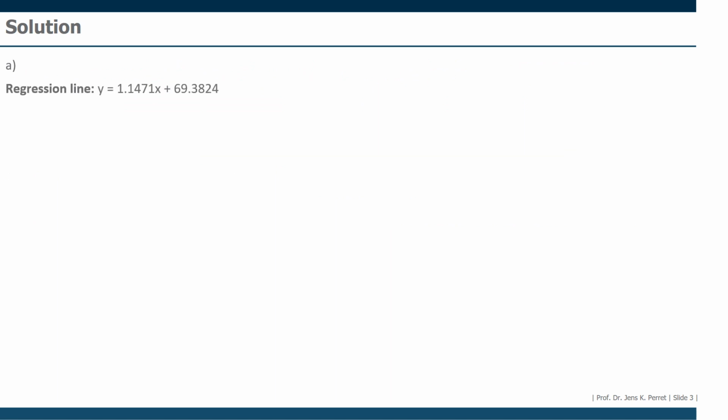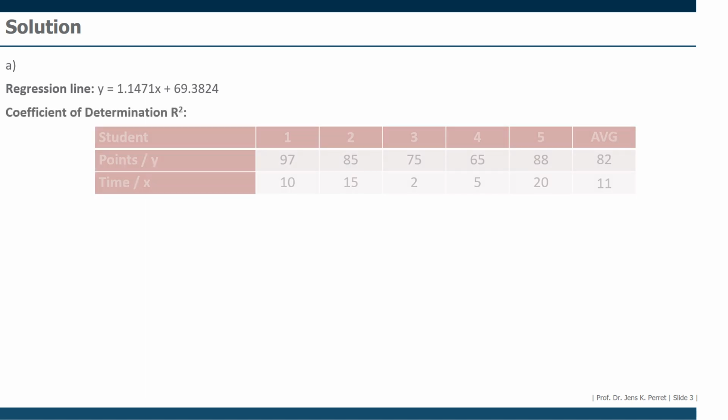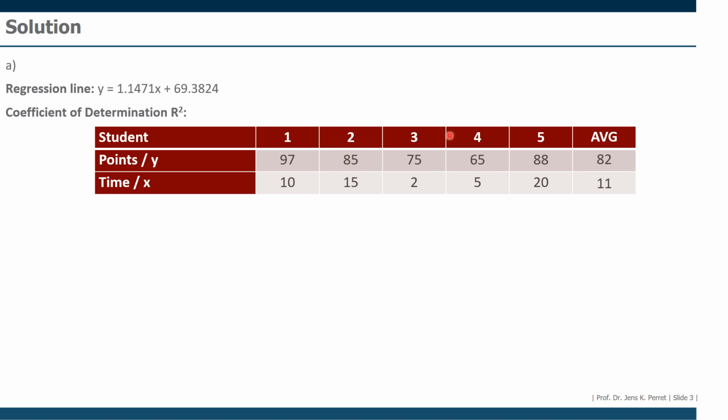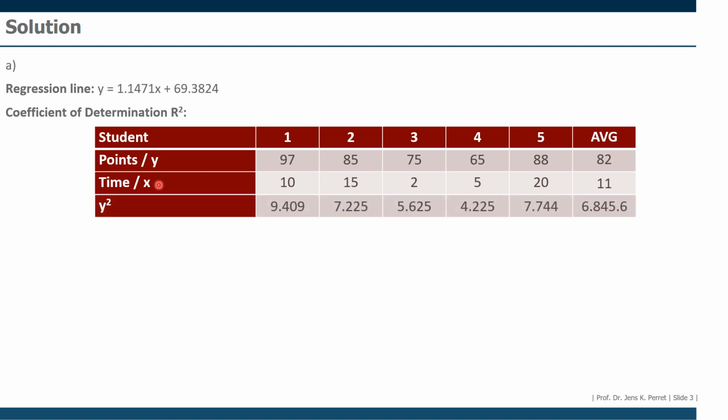For this, we actually have two possibilities. Since we only have one independent variable, we could just calculate Pearson's correlation coefficient and square this. However, in this case, we're going to use the standard approach for the coefficient of determination. For this, I'm going to copy the table and add one additional column with the averages, for y and for x. And I'm going to add one row where I'm squaring all the y values, also calculating the average.